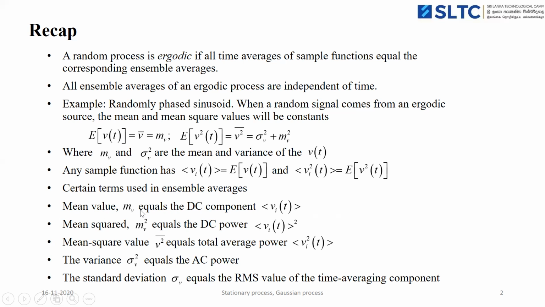Then the mean value equals the DC component, that is the average of the ensemble. This cross product notation indicates the ensemble of the random process. And the mean squared, v bar squared, is equal to the DC power. Then the mean square value v squared bar equals the total average power, that is the average of the square of the ensemble, and the variance sigma v squared equals the AC power. And sigma v is the standard deviation of the random process, which is equal to the RMS value of the time average component.